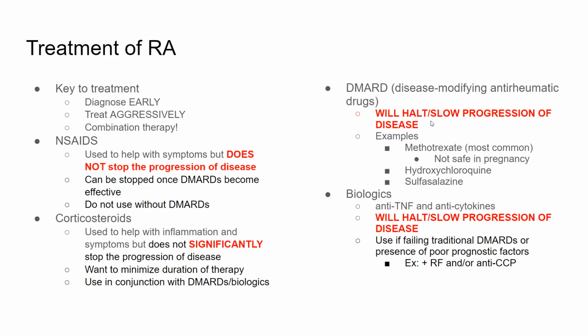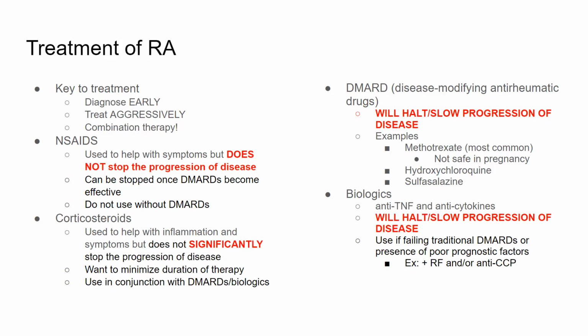So using NSAIDs, it's pretty similar to gout. It helps with the pain because it's an inflammatory disease. So it will decrease the inflammation and help with the pain, but it does not stop the progression of rheumatoid arthritis. So you never put someone with rheumatoid arthritis on treatment without putting them on some kind of steroid or DMARD, as Dr. Hurley calls them. So never use NSAIDs by themselves because they won't do anything for the disease. They'll just help with symptoms.